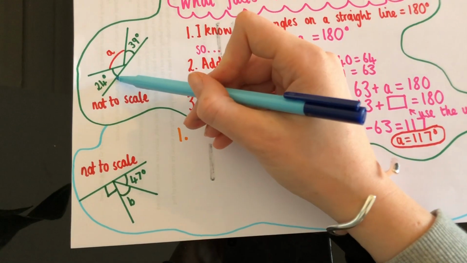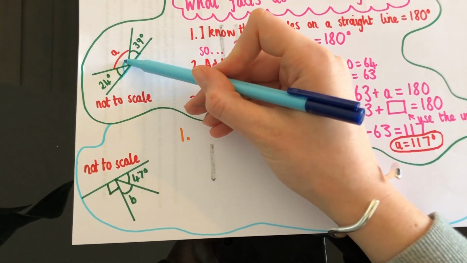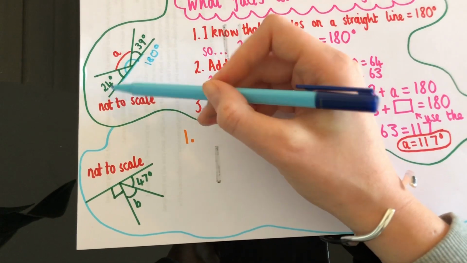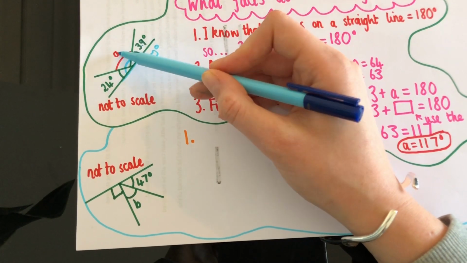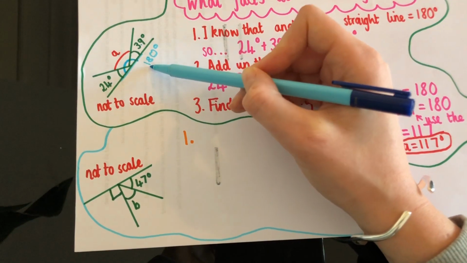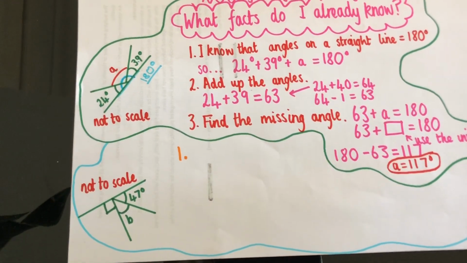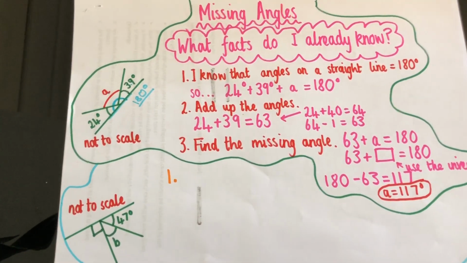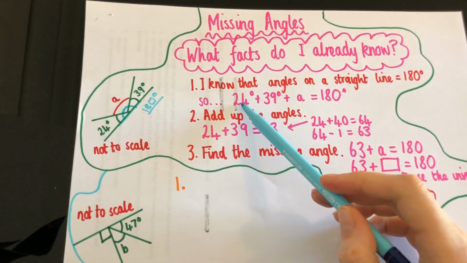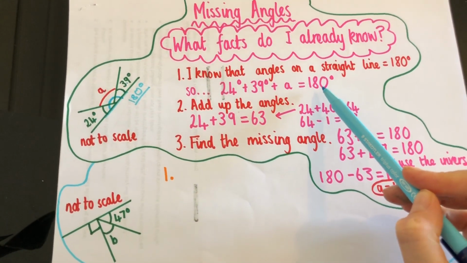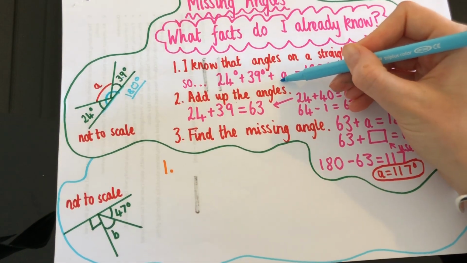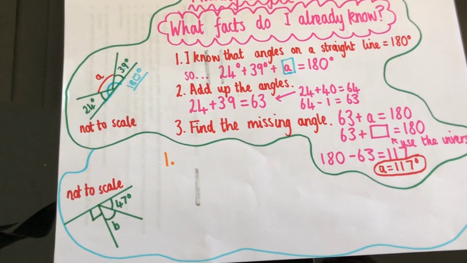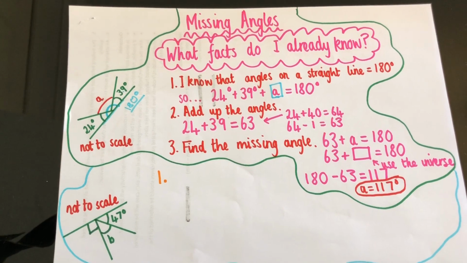And what I already know is that on this straight line, all of these angles added together total 180 degrees. So 24 degrees plus 39 degrees plus our A, all of them together are going to make 180 degrees, because I know the angles on a straight line add up to 180 degrees. This now helps me because I've got a number sentence that I can write: 24 plus 39 plus A equals 180. And this A is the same as having a missing number box. So A just means an unknown amount. I can then treat it like a missing number sentence.